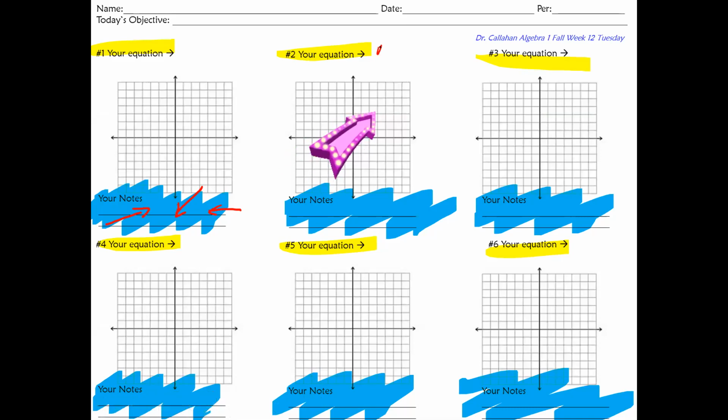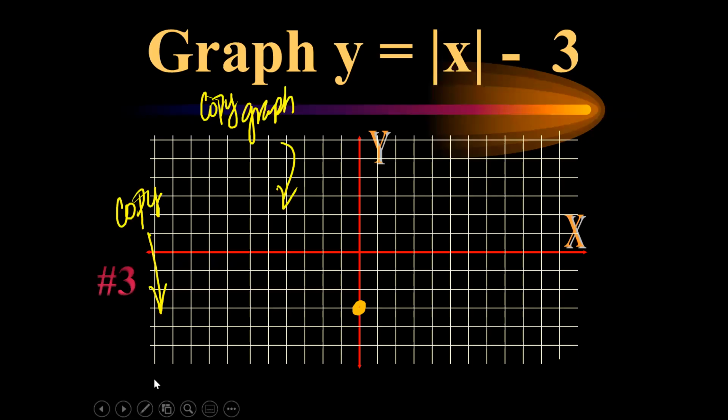All right, so right here you should have y equals absolute value of x plus 2, y equals absolute value of x, and make sure you graph it. Go ahead and write down in your notes what is the difference between the two. All right, moving on to number 3, you guys. Here we go.